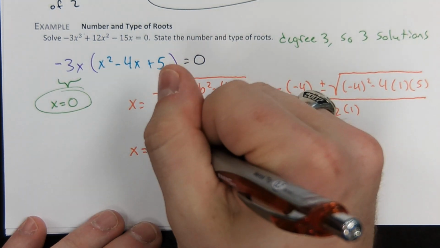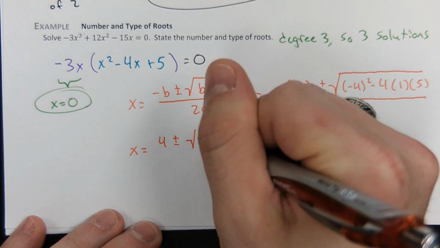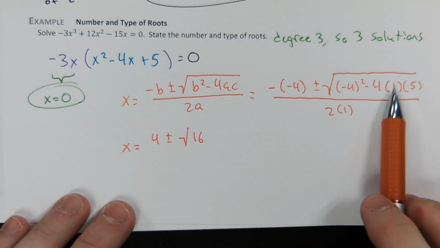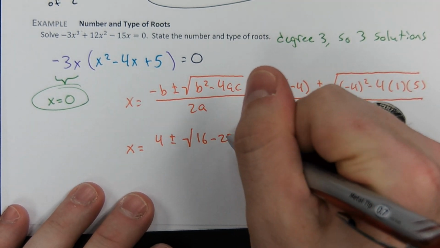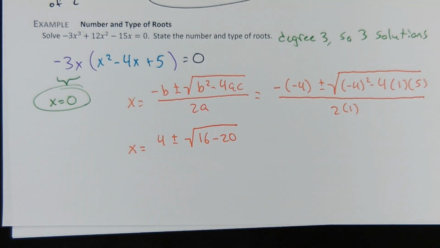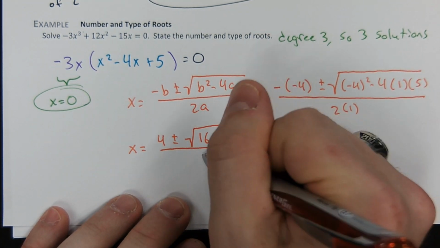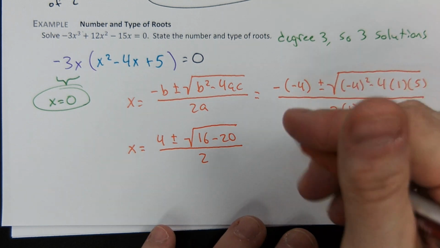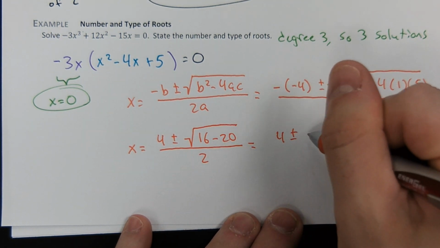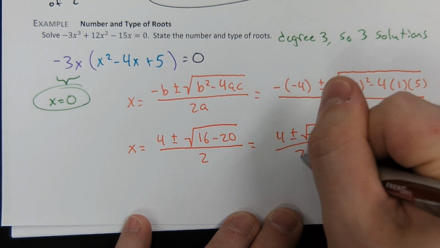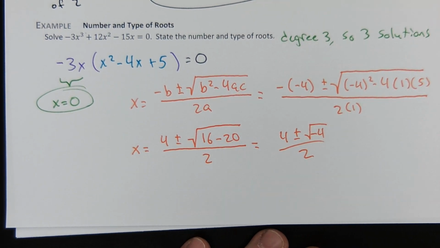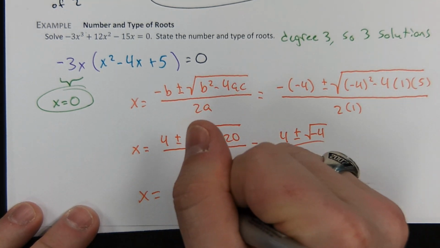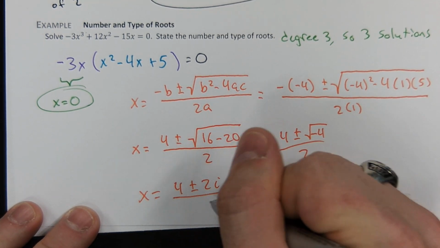Negative 4 gives us positive 4, plus or minus. Negative 4 times negative 4 is positive 16. Negative 4 times 1 times 5 is negative 20. 16 minus 20, that's negative 4. What's the square root of negative 4? 2i. So we have x equals 4 plus or minus 2i over 2.